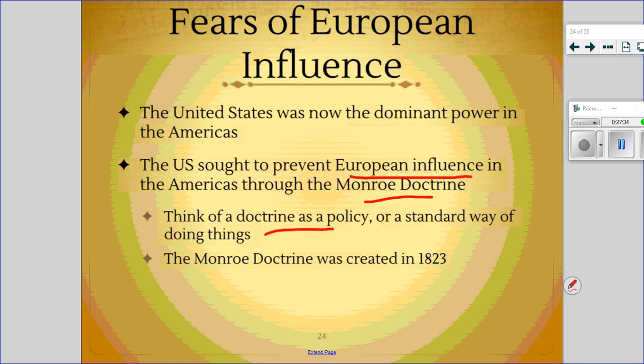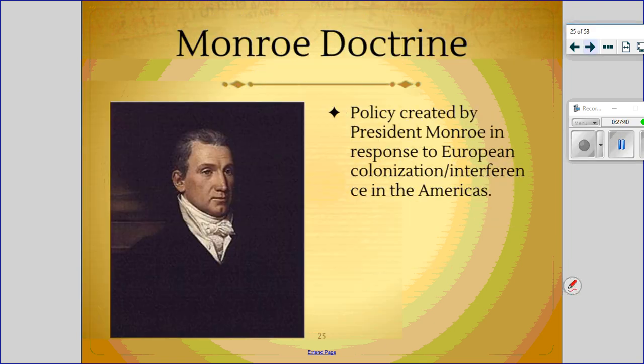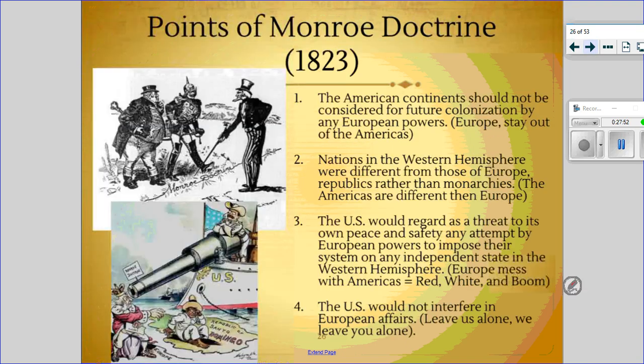A doctrine is a policy, it's a standard way of doing things. The Monroe Doctrine was created in 1823. It's created by President Monroe in response to European interference in the Americas. It has 4 parts. Let's take a look. 1, the American continents should not be considered for future colonization by any European powers. Europe, stay out. Stay out of the Americas.